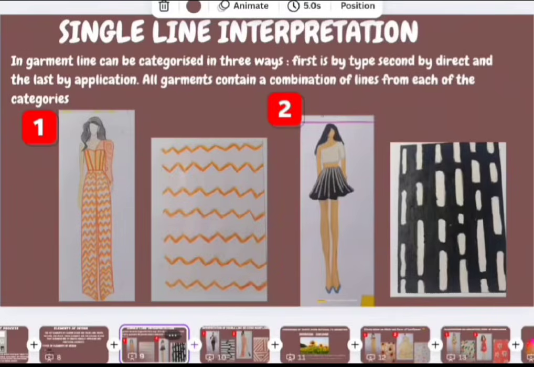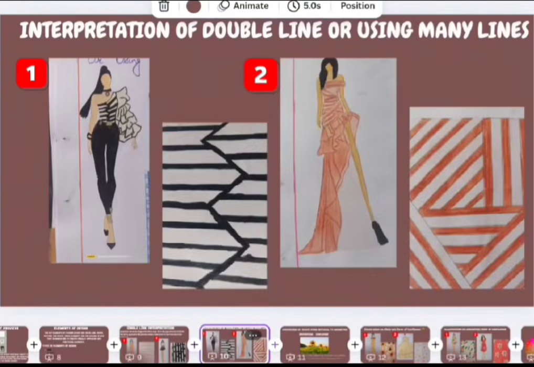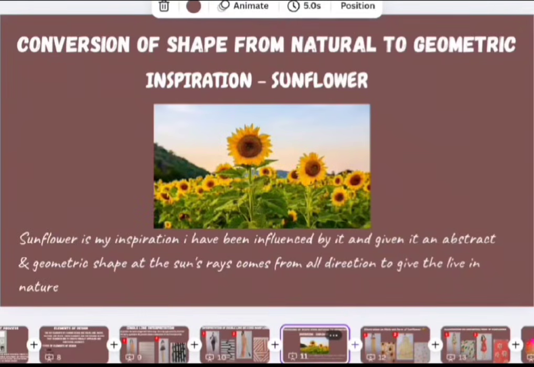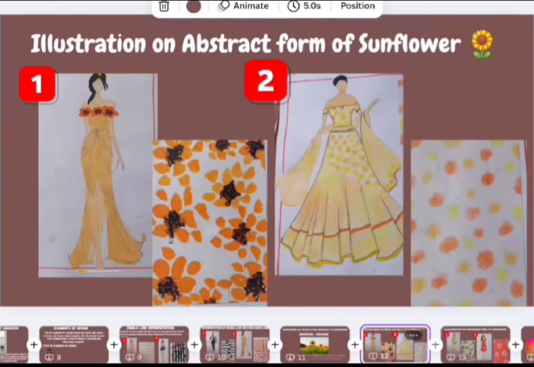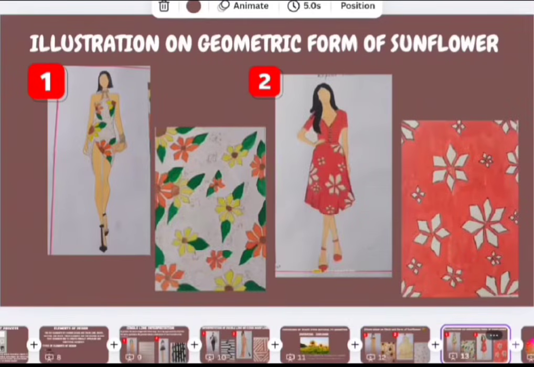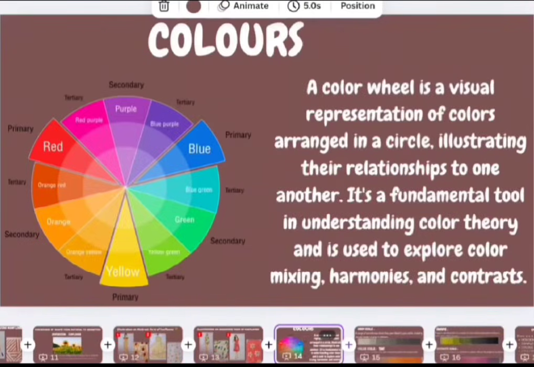There are two types of line interpretation: single line interpretation and double line interpretation. Now, conversion of shape from natural to geometric. I have taken a sunflower as my inspiration to make a garment in an abstract form or the same in a geometric form. Now comes the color.